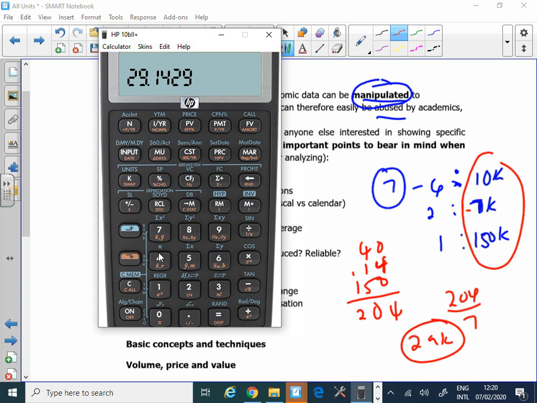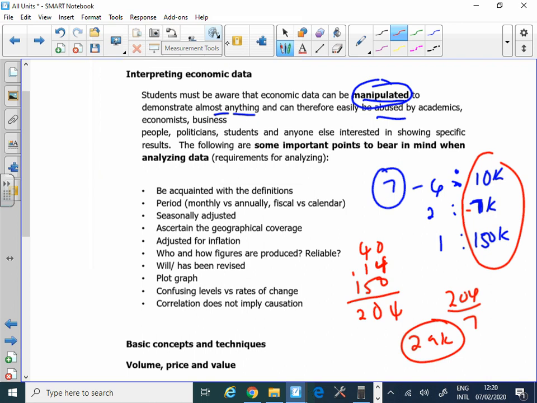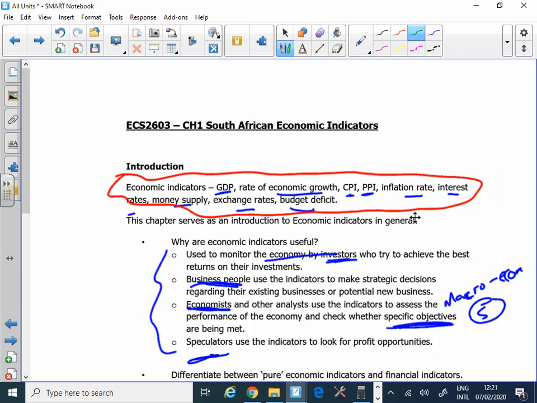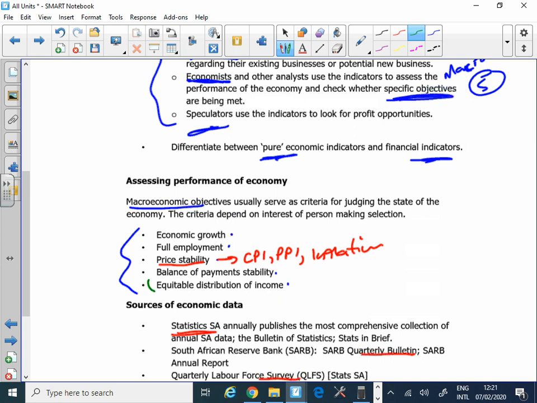In reality, we know that is not true, because almost all of these people are not even close to 29,000. This data was distorted just by one person. Because I want to make it seem as if people are getting a lot of money, I included this particular person who has 150K, and it distorts everything. It doesn't show the distribution of income, which is one of the issues we talked about as our objectives, equitable distribution of income.